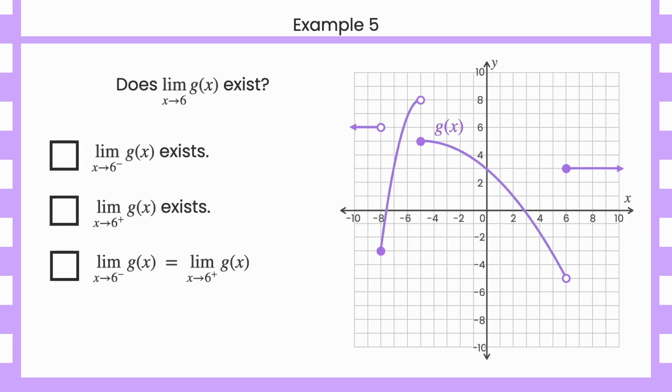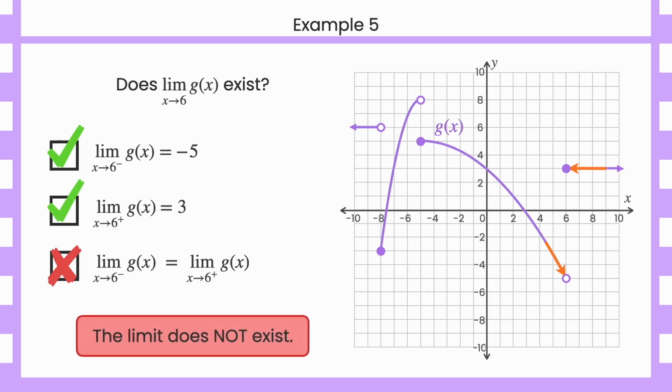Does the limit of g of x as x approaches 6 exist? Well, the left-hand limit exists and equals -5. And the right-hand limit exists and equals 3. But because those two limits aren't equal, the overall limit does not exist.